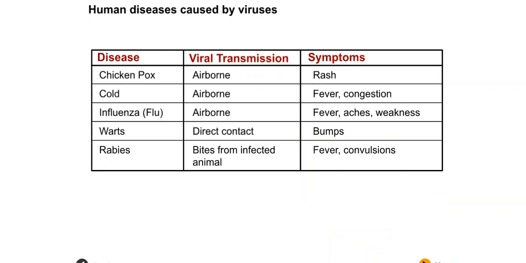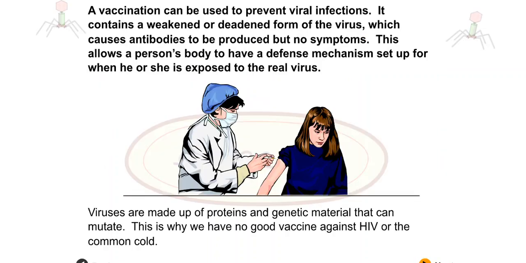the cold is also through airborne viral transmission, and the symptoms are fever and congestion. Influenza, the flu, is also through an airborne virus. It causes fever, aches and weakness. Warts, through direct contact with the virus, cause bumps. Rabies, through bites from an infected animal, causes fever and convulsions.